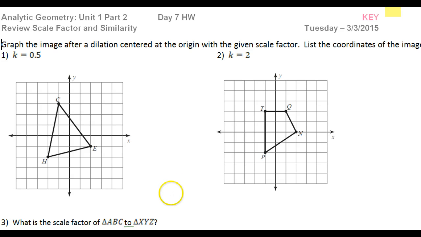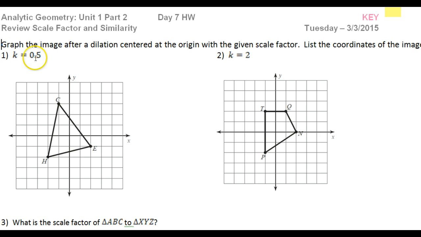Alright, this video will be a small review of scale factor and similarity. Let's start off with a little dilation. Graph the image after a dilation centered at the origin with the given scale factor. List the coordinates of the image.